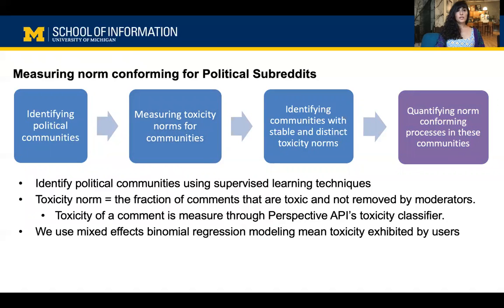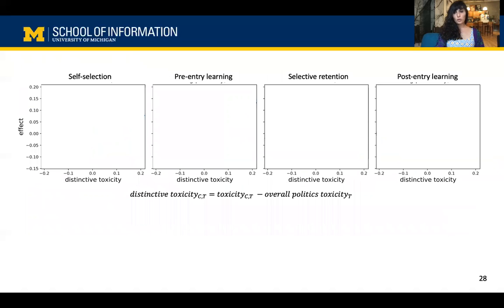Okay, so here are the results. We're looking at 4 plots here corresponding to 4 norm-conforming processes, and for each one, there is a data point per subreddit. So here we're looking at self-selection. Each data point corresponds to 1 subreddit. The x-axis is the distinctive toxicity of the subreddit, and the y-axis denotes the corresponding effect for that subreddit.